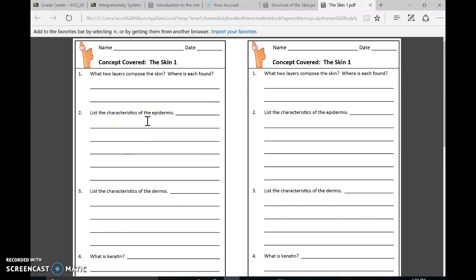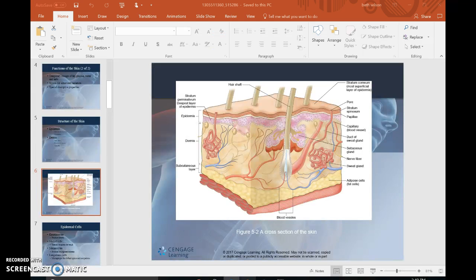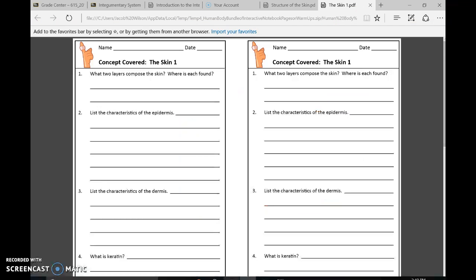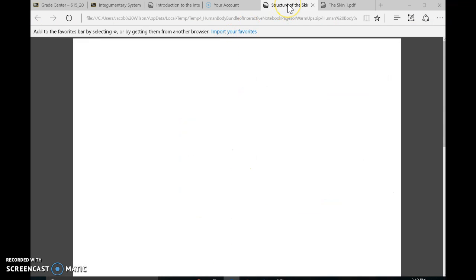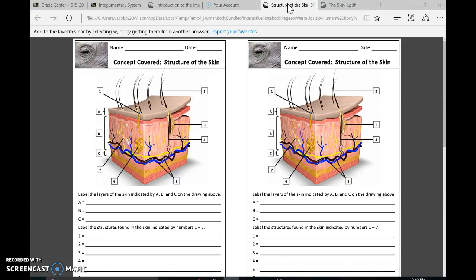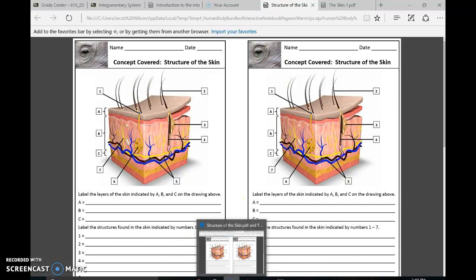Characteristics of the epidermis, we've already talked about that. Remember, epidermis is avascular. Dermis would be vascular, and we have not talked about keratin yet, so we will come back to this sheet. Let's go back to our PowerPoint, though. Sorry, I'm jumping around here, guys. Move on to this sheet right here, structure of the skin. We're going to start talking about this now with the PowerPoint.